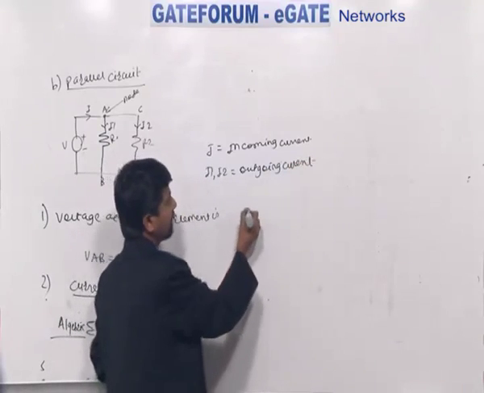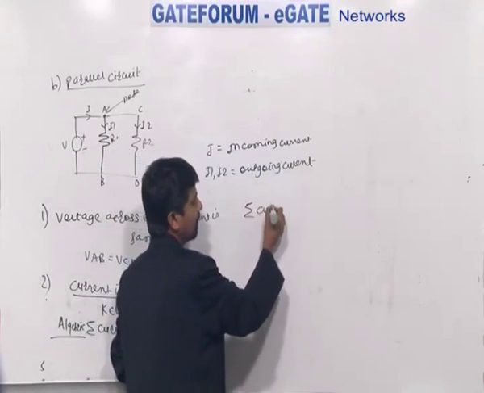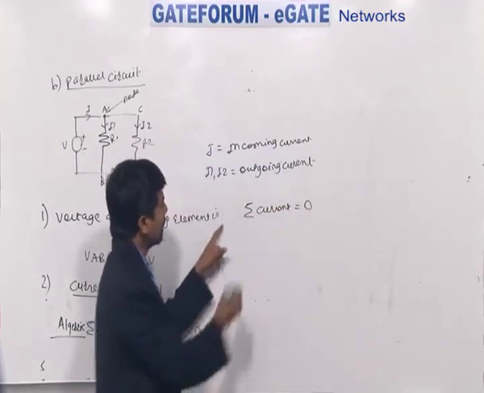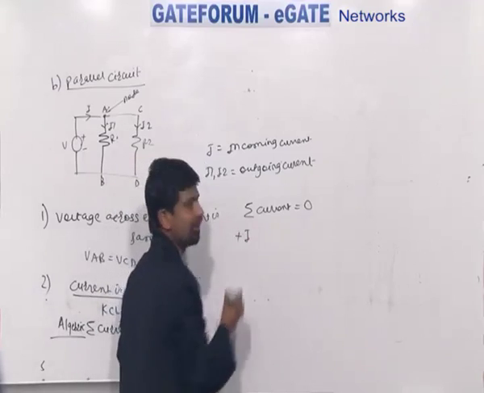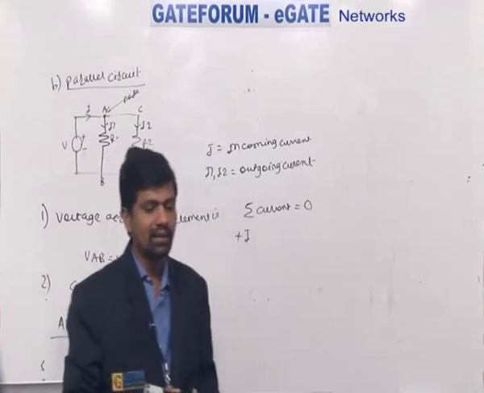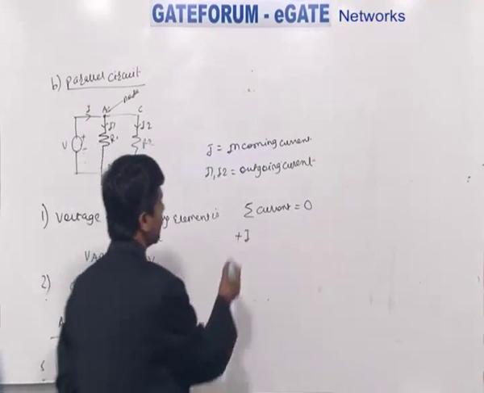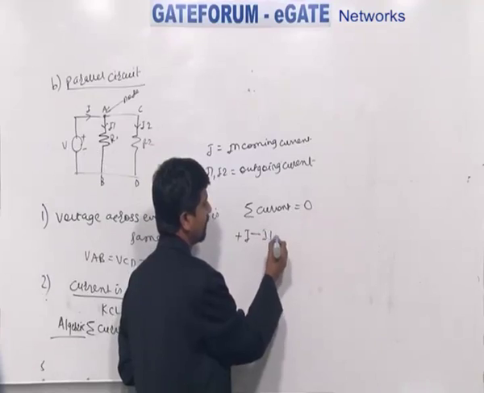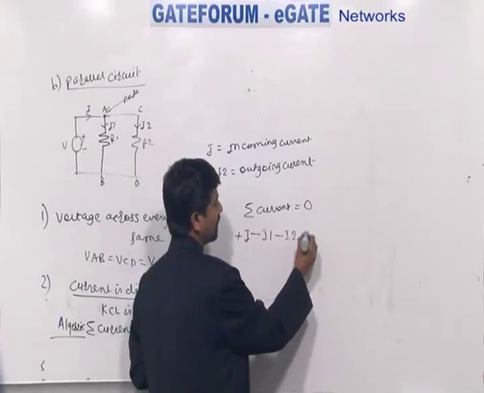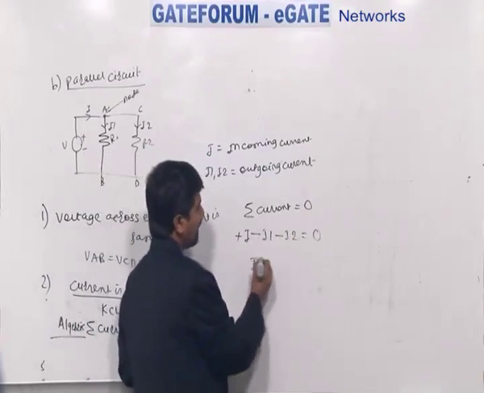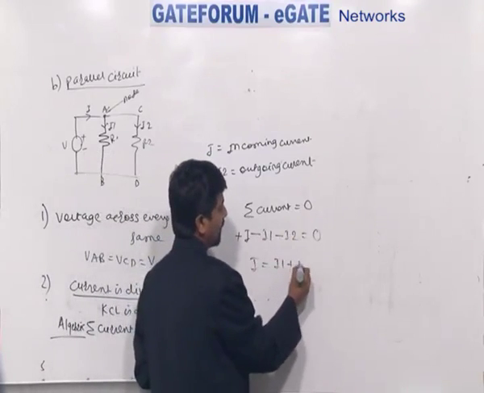So, I can say that summation of current is equal to 0. So, plus I. Why plus I? Because incoming current is treated as a positive, outgoing current is treated as a negative. So, plus I minus I1 minus I2 is equal to 0. So, I can say that I is equal to I1 plus I2.